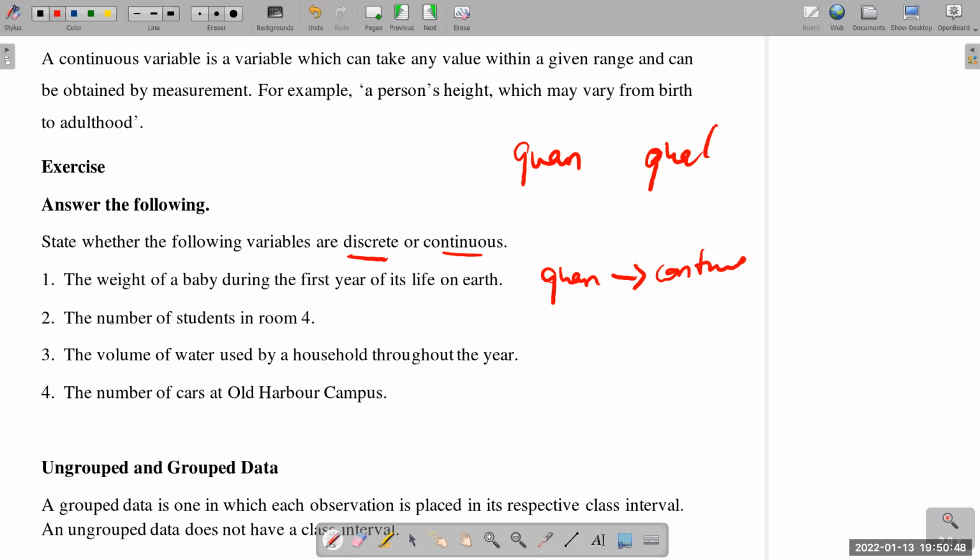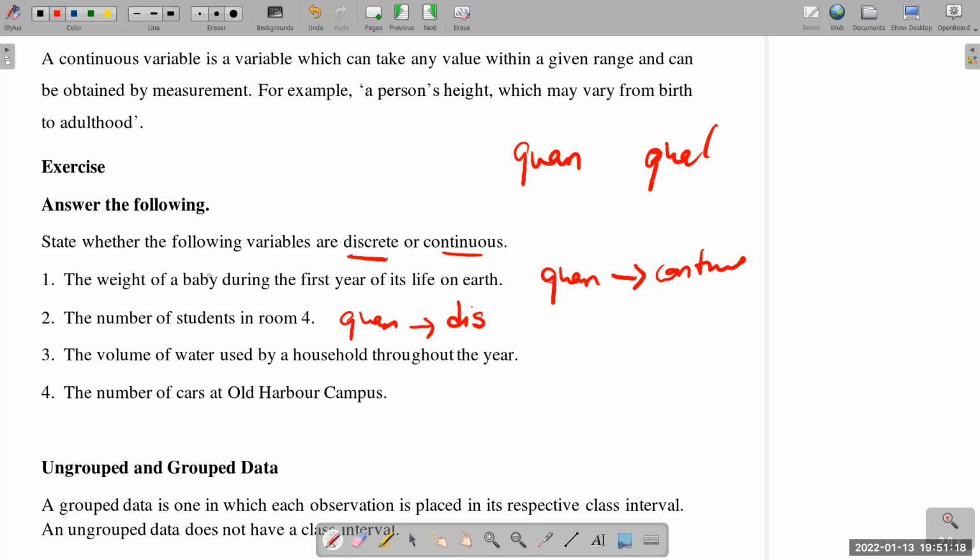Let's look at this one. The number of students in room 4. We know it's quantitative, but which one is it? Is it discrete or continuous? The number of students in room 4. Discrete, exactly. Because you can't get half of a person.